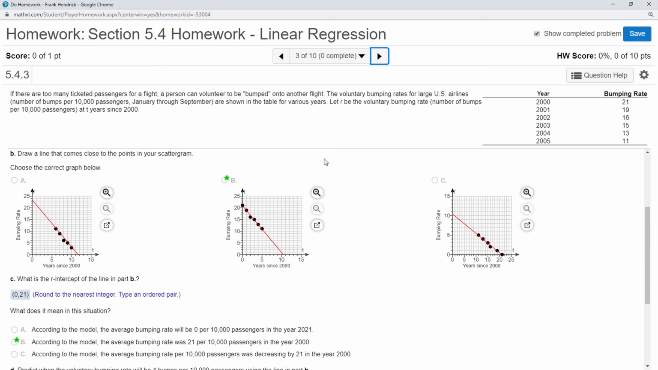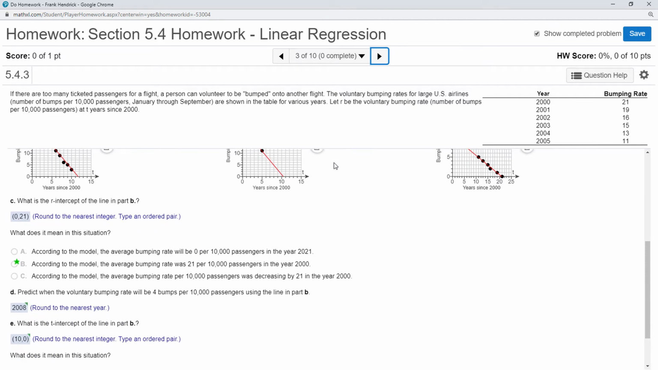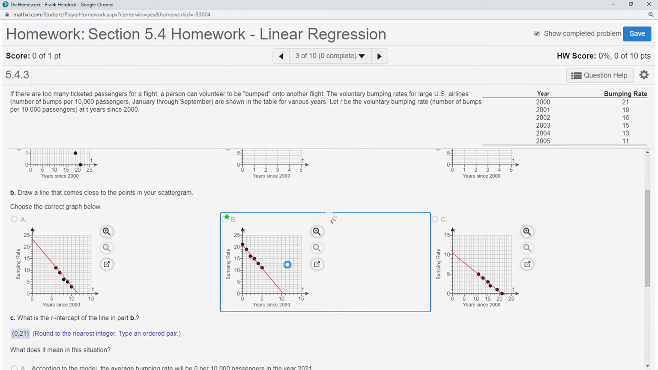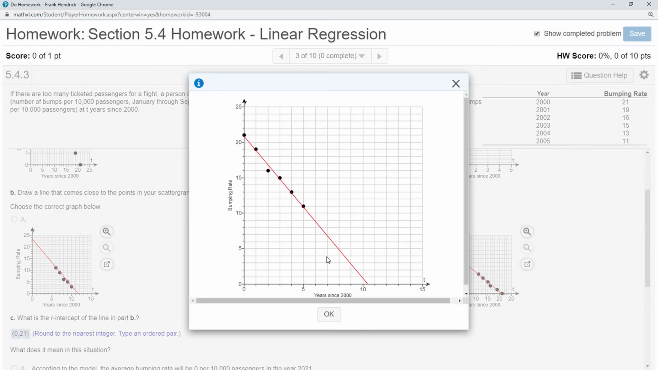So they go through the same things here. They ask you to draw a trend line. Find the intercepts. We've done that before. And you go back and forth here. Predict when the bumping would be 4 bumps. So you look at the chart. 4 bumps will be in 8 years after 2000, 2008.